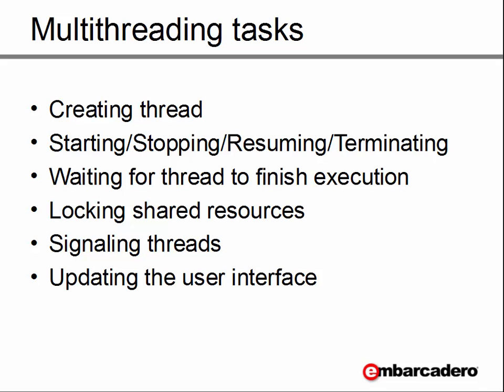What are the typical tasks we have to achieve when we are writing multi-thread application? We have to create thread, we have to control the thread by starting, stopping, resuming or terminating it. We often will need to wait for the thread to finish its execution if the logic of the application requires so. We also need to maintain locking of any shared resources between the threads to prevent collisions. We need to have signaling mechanisms to send notifications to threads, and we will need to update the user interface with information coming from the threads.